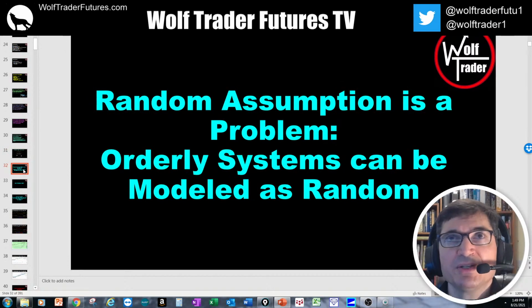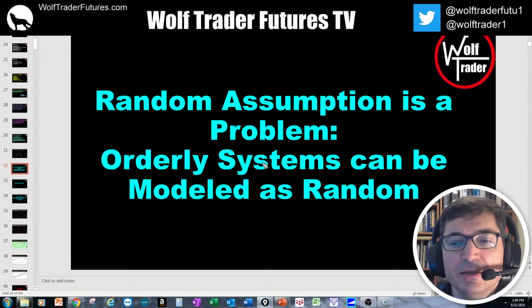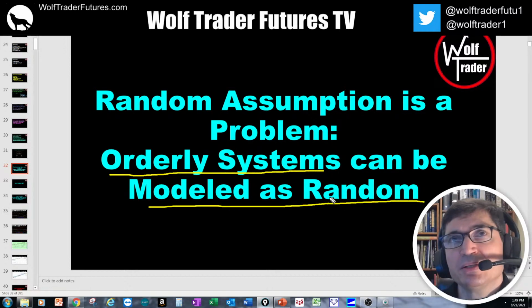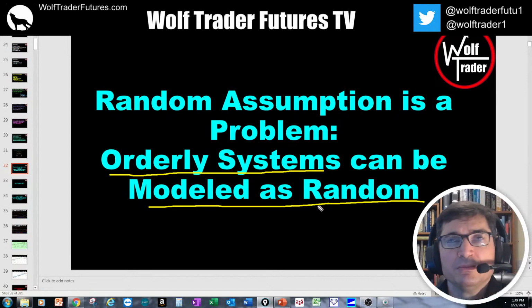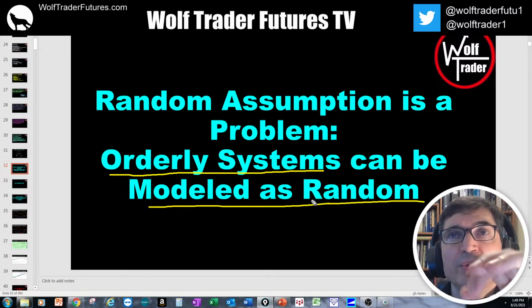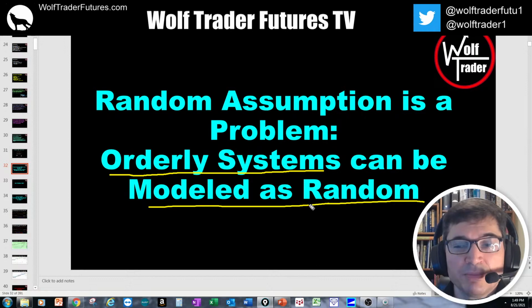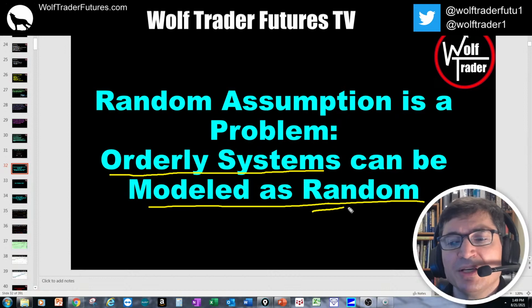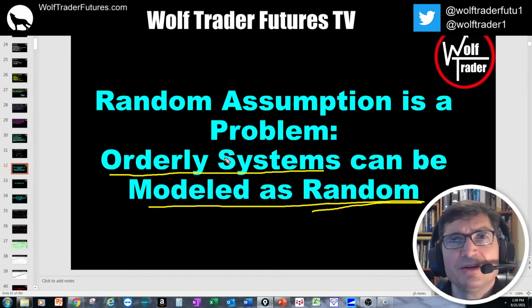So the random assumption is a problem because orderly systems can be modeled as random. Here's what I mean by this. You can have a system that is orderly, which I'm going to show you, but you can still model it as random. So somebody models this system as random on their simulator or their platform, and they're like, oh, it's random. Look right here, the computer tells me. But it's orderly, because we can predict the direction. And this is the problem, because it's a type of error. You're basically assuming that because I can model it as random, it means that it's not orderly. That's not the case. There are limitations to these models, especially a normal distribution. Huge limitations.